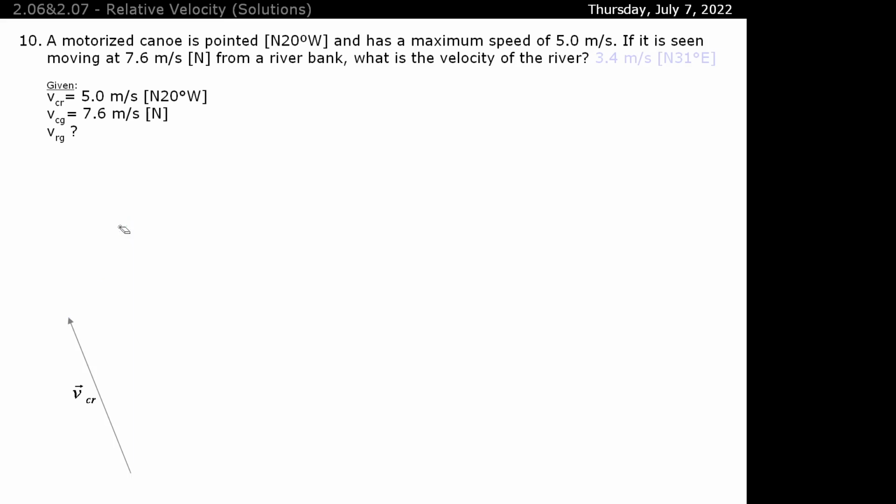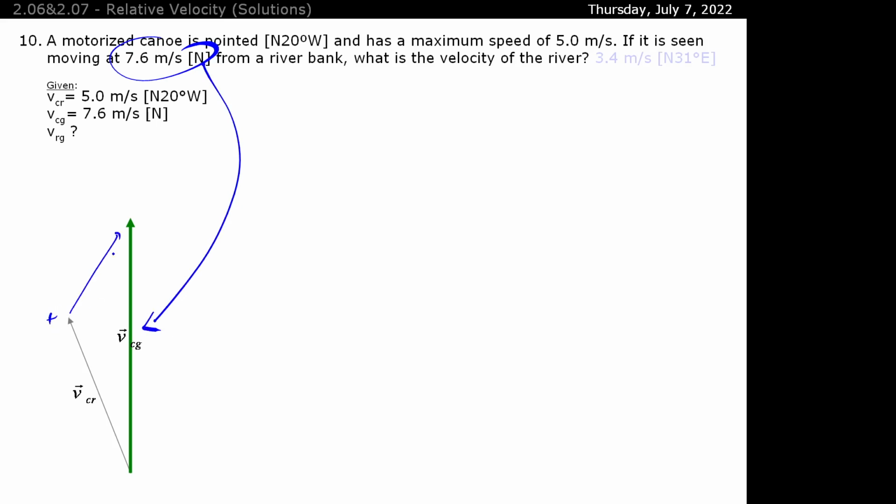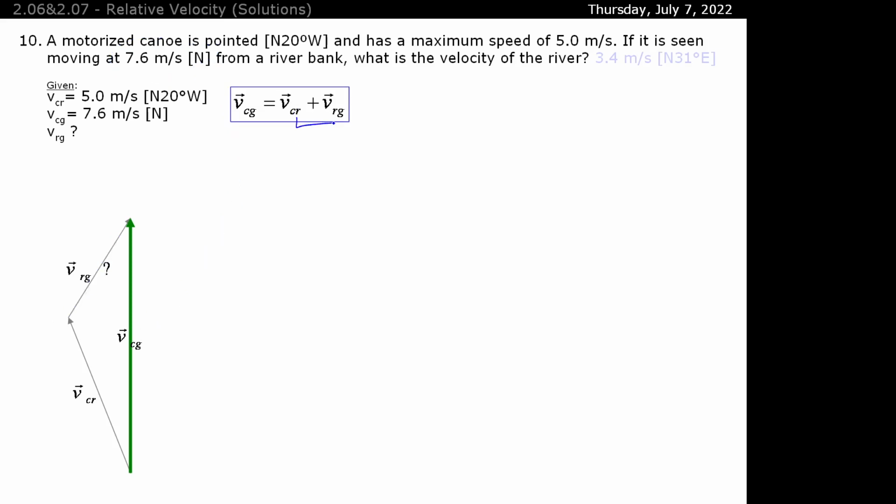Okay, so that's the setup. We know that the boat is seen moving at 7.6 meters per second north from ground. That's our resultant vector, and you know that you need to add the first vector with the second vector to get to your end conclusion. After all, it needs to abide by the formula, right? Where adjacent subscript letters are the same, and whatever that's left over describes the big picture at the end of the day. This is the big picture, and that's equal to CR plus RG. Okay, so that's the check.